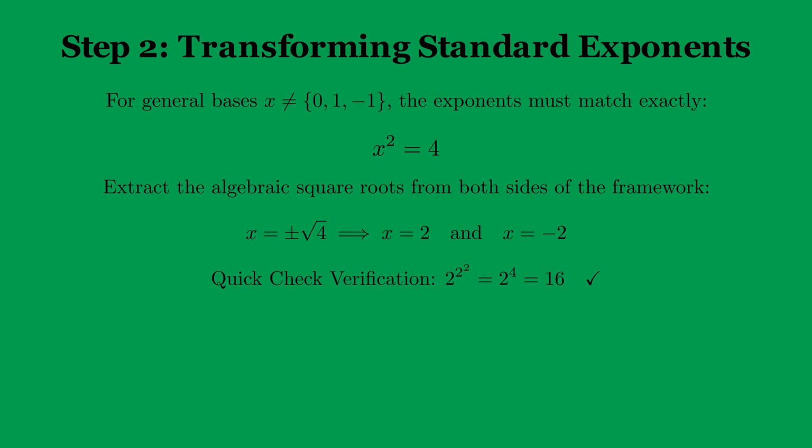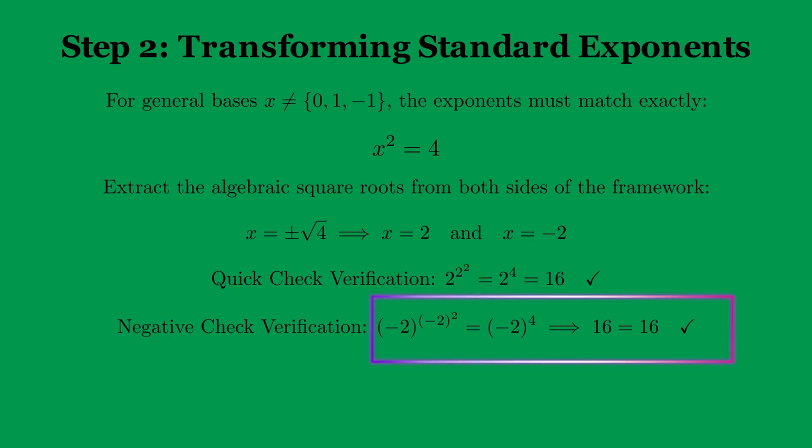Let's verify both solutions. When x equals 2, the left side becomes 2 raised to the power of 4, which equals 16. The right side becomes 2 raised to the power of 4, which also equals 16. So, x equals 2 is a valid solution. Now substitute x equals negative 2. The left side becomes negative 2 raised to the power of 4, which equals 16. The right side becomes negative 2 raised to the power of 4, which also equals 16. Therefore, x equals negative 2 is also a valid solution.